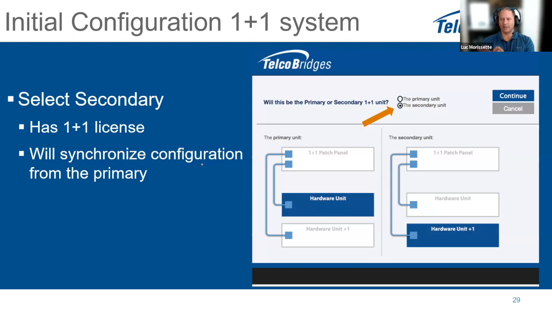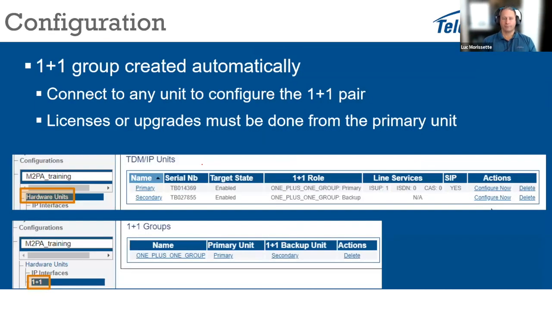Okay? Meaning that if you say, I select the secondary unit here, and then you say start, it will take all the configuration from the primary unit and be ready to run. And that's all you need to do, because when you finish this configuration, these units will synchronize together. The 1+1 group will be created automatically in the system.